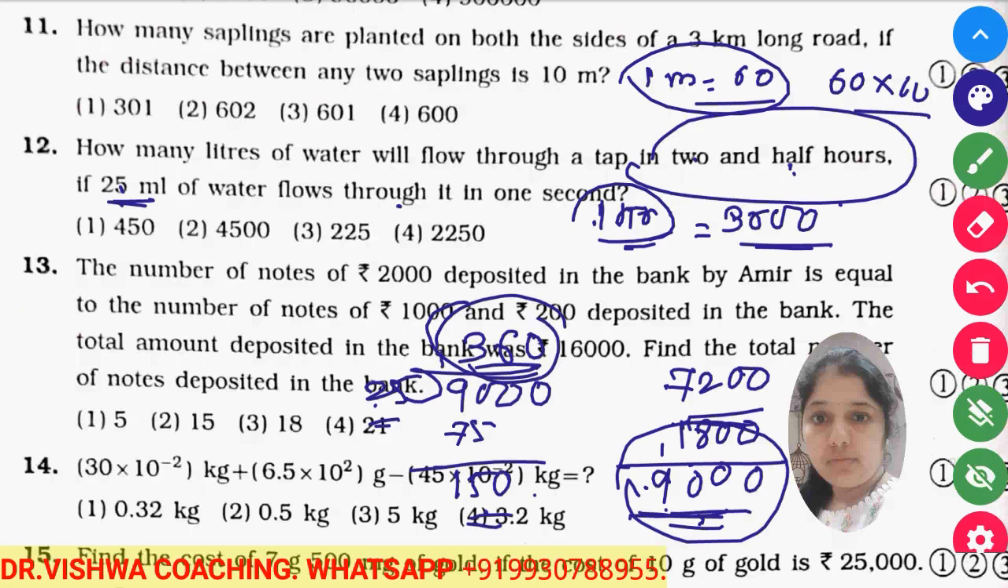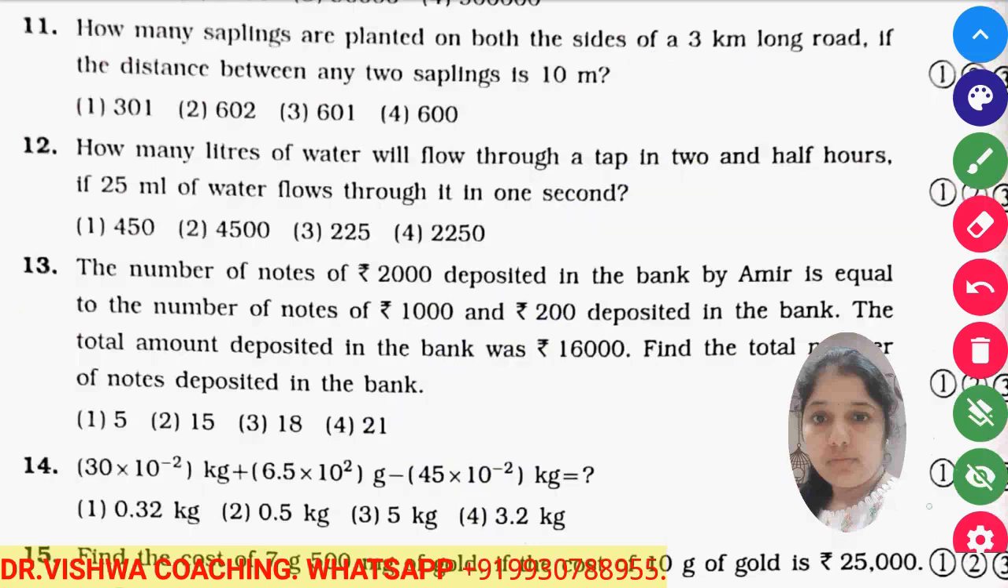I'll just check this. There is some mistake. 2 to 5%. Okay, you also try. I will also check it once. Then we will discuss on it.